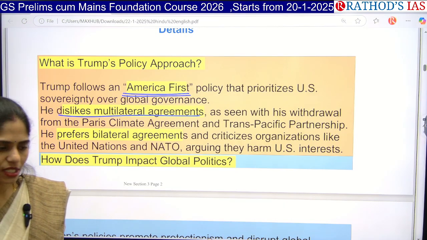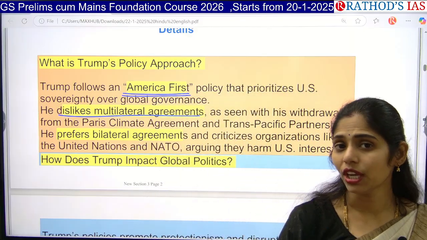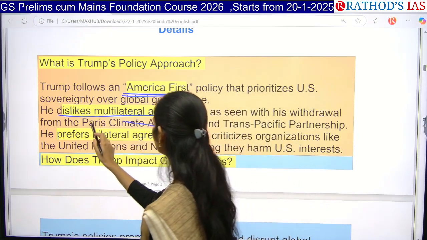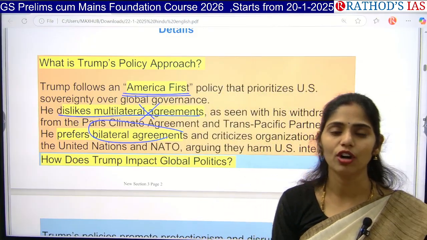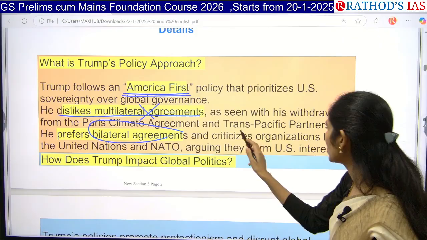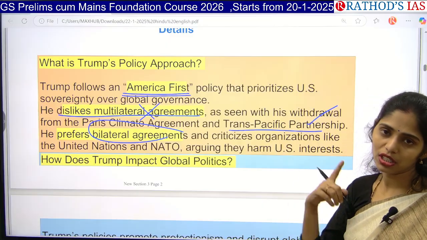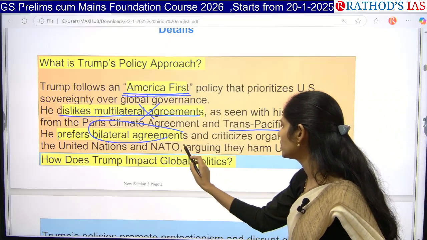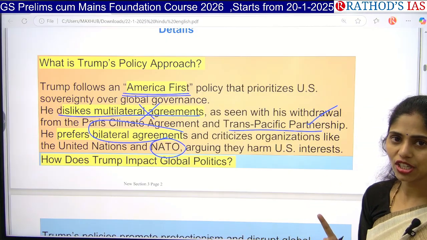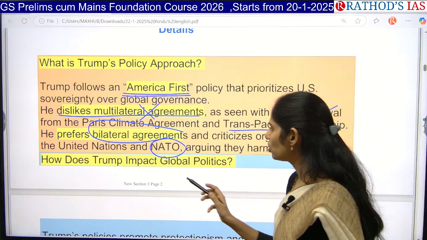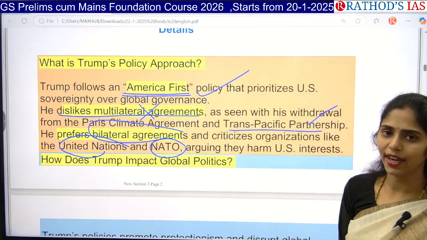So recently we discussed one article that the US is going to come out of the Paris climate deal. Okay, they want to focus on bilateral agreements, but they don't want multilateral agreements like the Paris climate deal or Paris agreement. And even from the Trans-Pacific Partnership, they withdrew. And next, the US is criticizing mainly NATO, that is North Atlantic Treaty Organization, as well as multilateral organizations like the United Nations. Okay, so these are some important policy approaches of Trump in this 2.0 era.